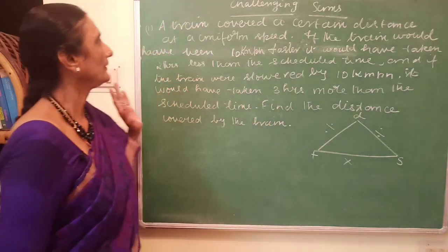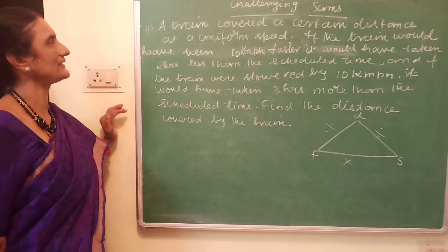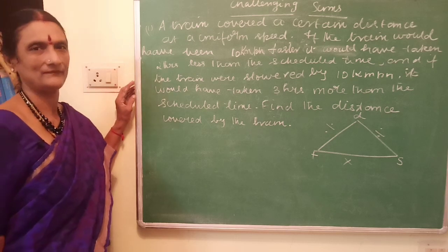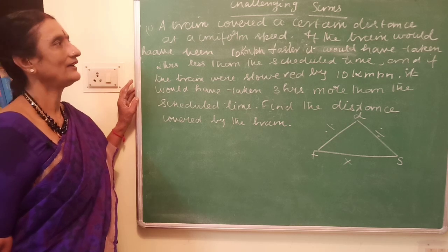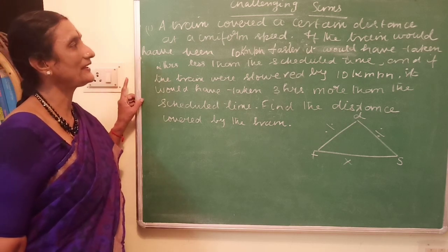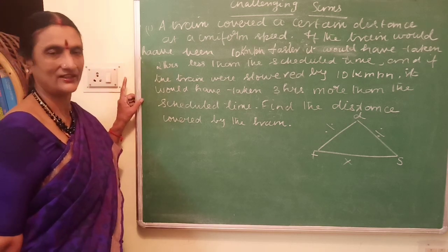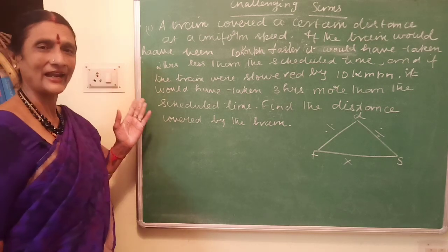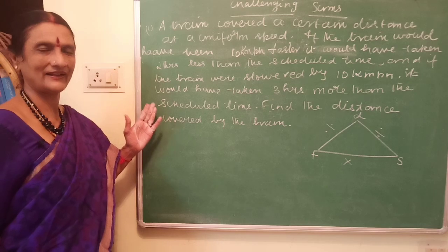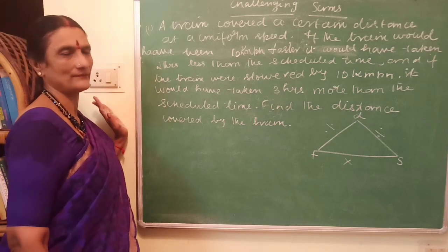Now, in this sum, a train covered a certain distance at a uniform speed. So the speed is not given. The distance is not given. If the train would have been 10 kilometers faster, if you increase the speed by 10 kilometers, naturally the time taken will be less. Correct? So that is the first situation.